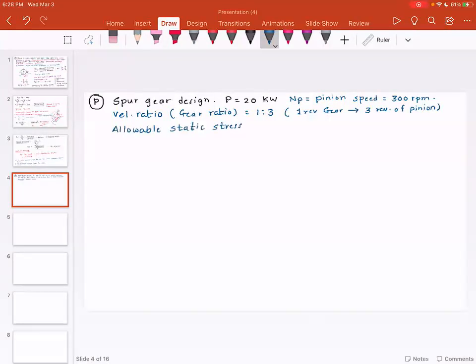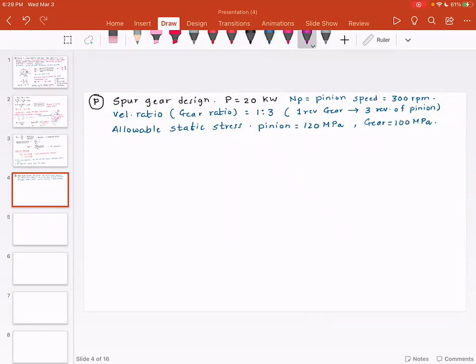For gear and pinion, the allowable static stress for the pinion material is 120 megapascals, and for the gear it is 100 megapascals. So please note that we don't have the same material for the pinion and gear. The material for the pinion and the material for the gear are different.